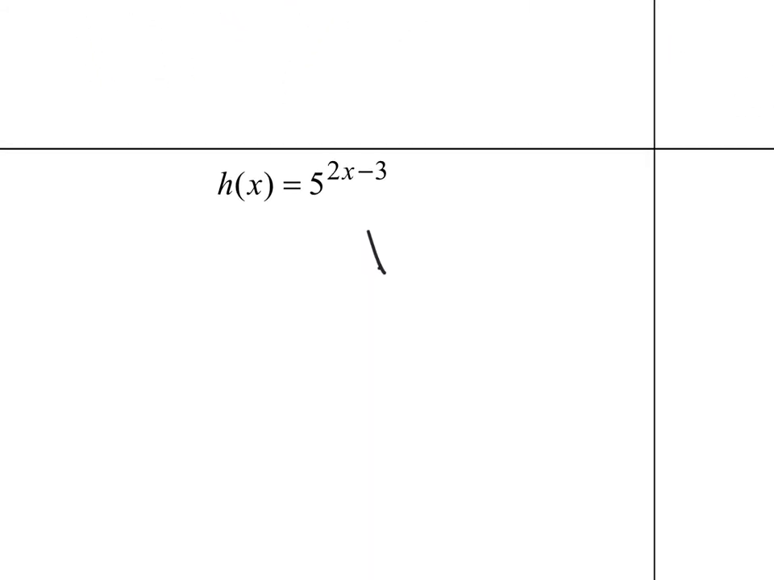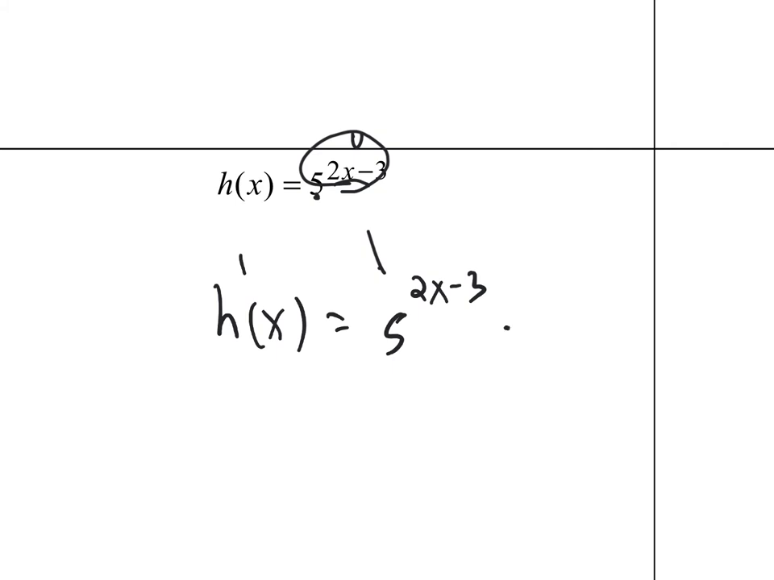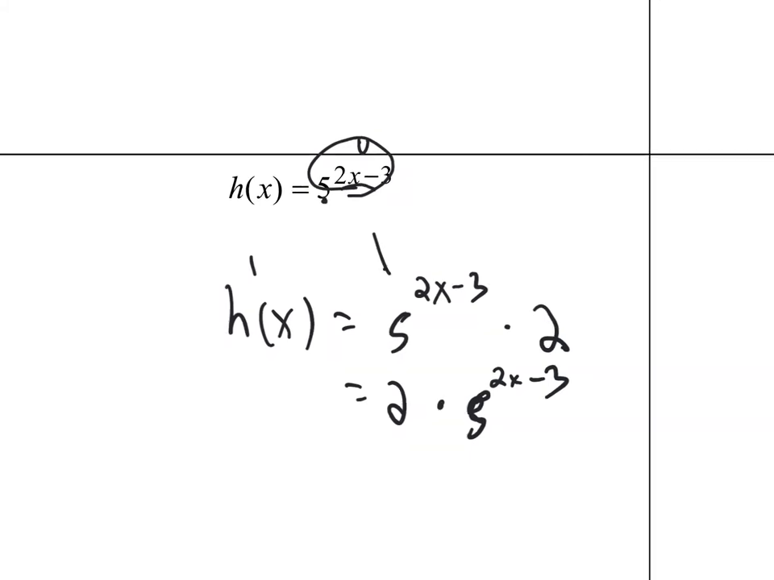All right, h prime. This is my a is 5, this is my u right here. So I keep the 5 and keep the u, but then I multiply by the derivative of u, which is simply a 2. You can put it here, or you can put it out front. 5 to the 2x minus 3. Just do not multiply the 5 times the 2. You can't do that. They're not like bases. They don't go together. Nothing fancy.